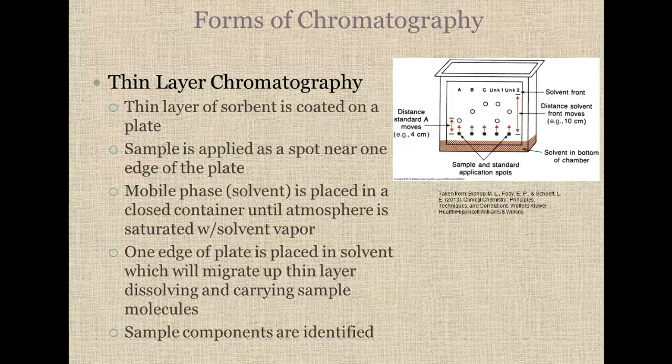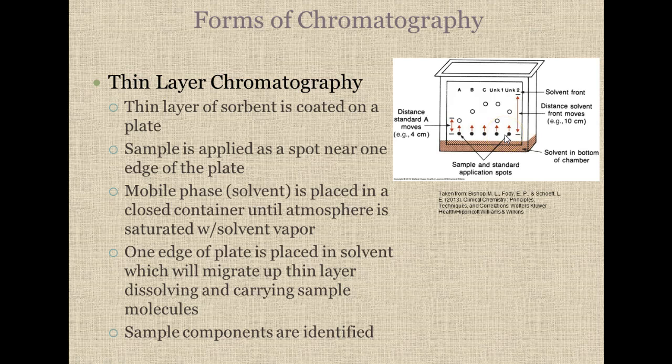This is thin layer chromatography. This is where a thin layer of sorbent is coated on a plate. Think of it as a piece of paper towel. If you took a piece of paper towel and you had a wet bucket and you put it in there, you'd notice the water start to wick up the paper towel as you hold on to it. Similar scenario. A sample is placed at a spot near the edge of the plate. So here's all our samples. I'm going to put them on the bottom.